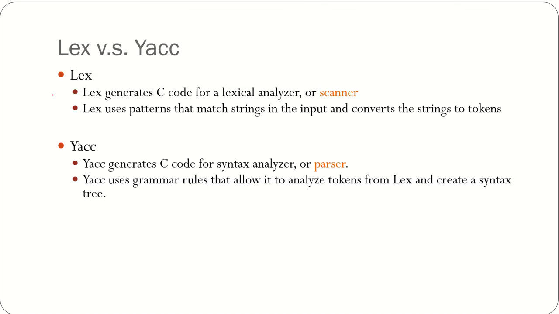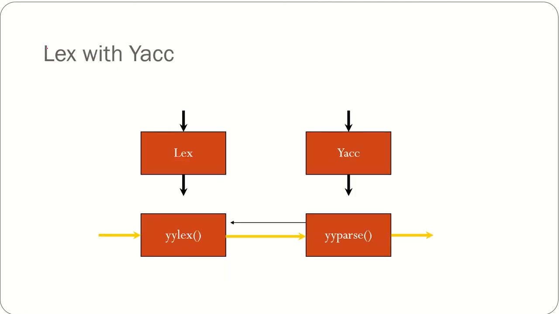So in this presentation we have discussed about Lex and Yacc. Lex generates C code for lexical analyzer or scanner. Lex uses patterns that match strings in input and converts string into tokens. Yacc is yet another compiler compiler which generates C code for syntax analyzer or parser. Yacc uses grammar rules that allow it to analyze tokens from Lex and create a syntax tree. Both can be used together. Lex generates tokens which will pass to the parser, and Lex and Yacc can work together and can generate this syntax tree. Thank you all.